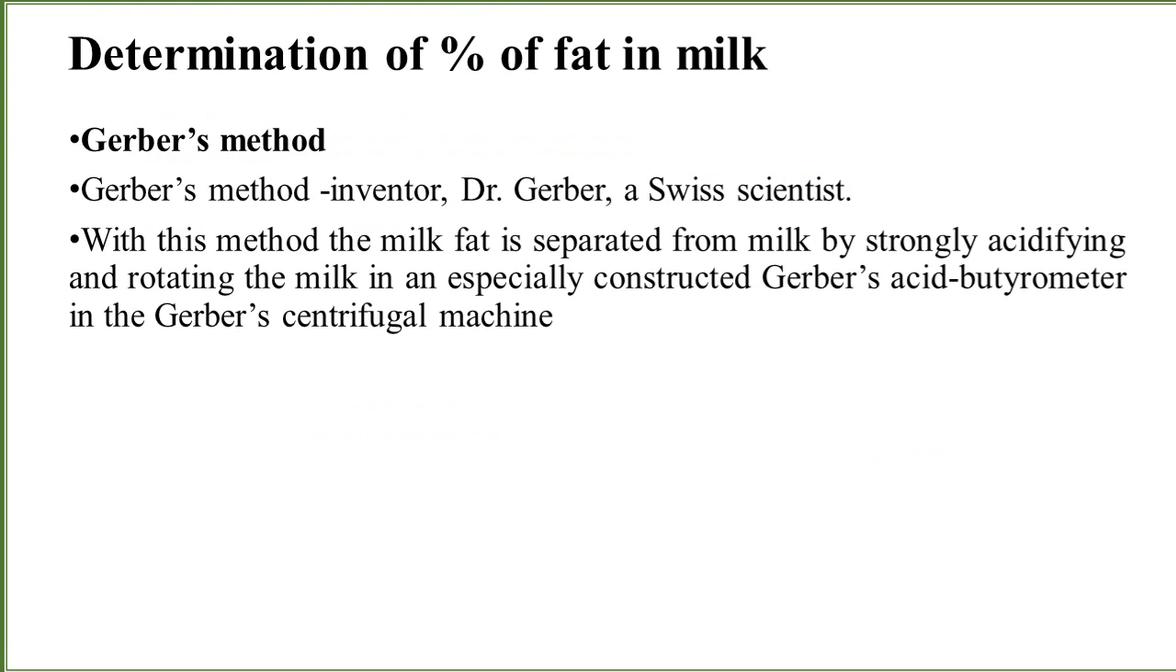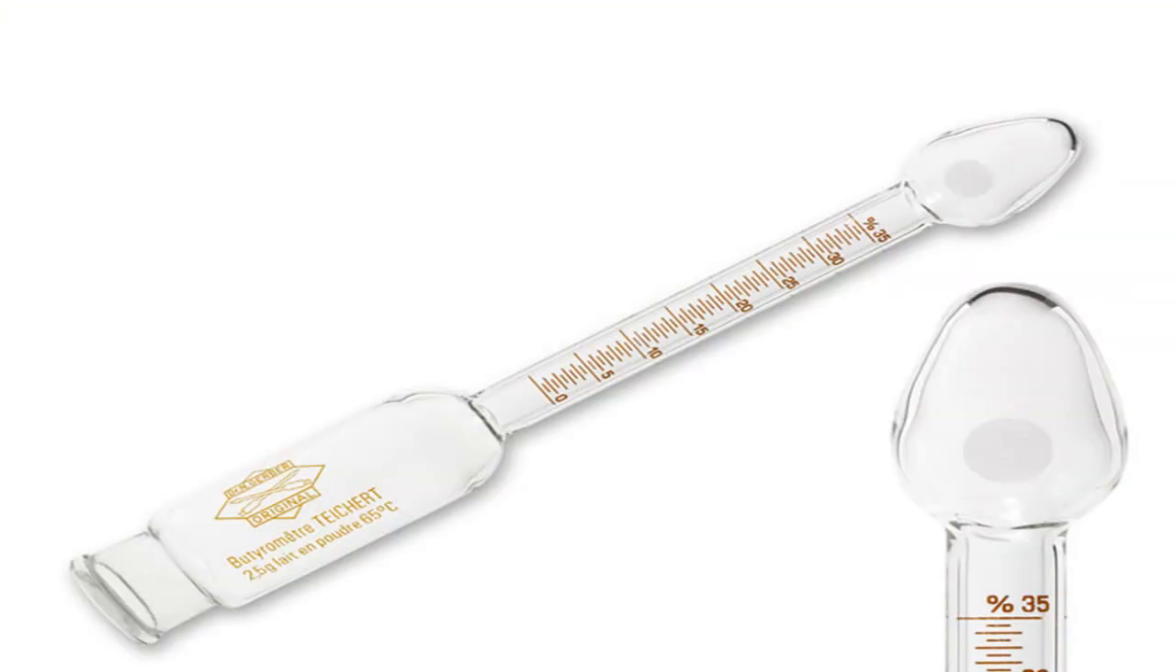Determination of the percent fat in the milk. This can be done by the Gerber method. What is the Gerber method? It was invented by Dr. Gerber, a Swiss scientist. With this method, the milk fat is separated from the milk by strongly acidifying and rotating the milk in a specially constructed Gerber's acid butyrometer in the Gerber's centrifugal machine.